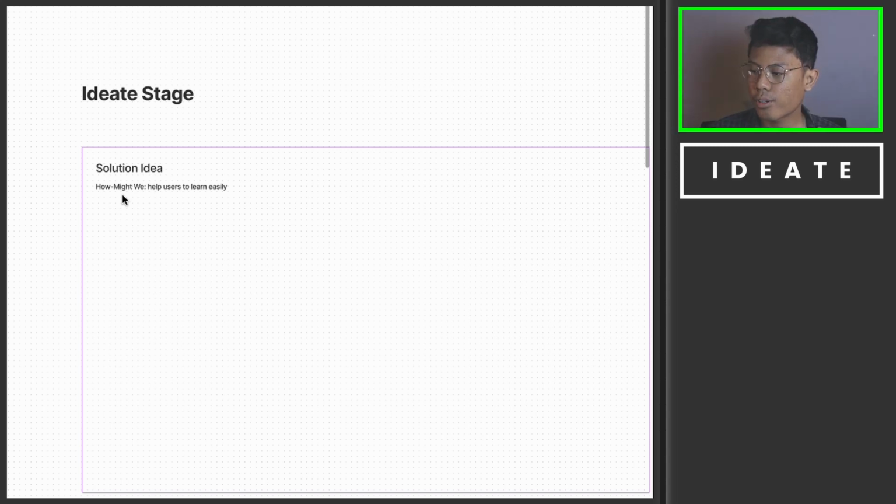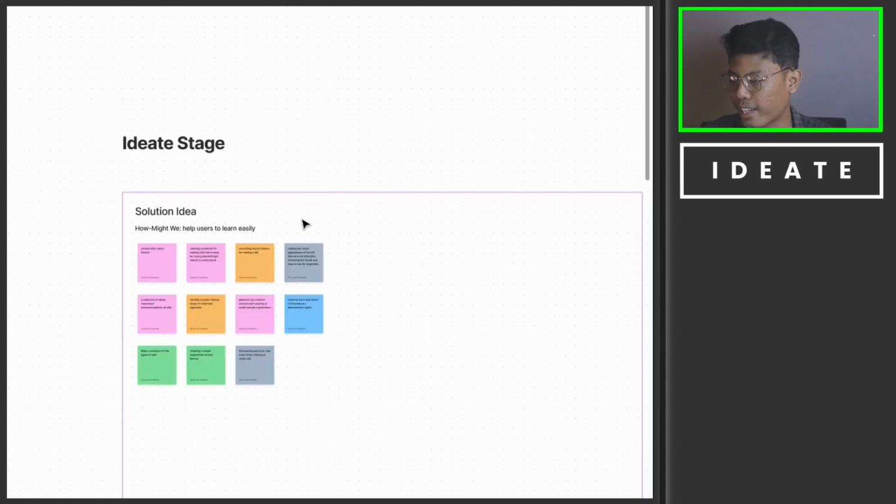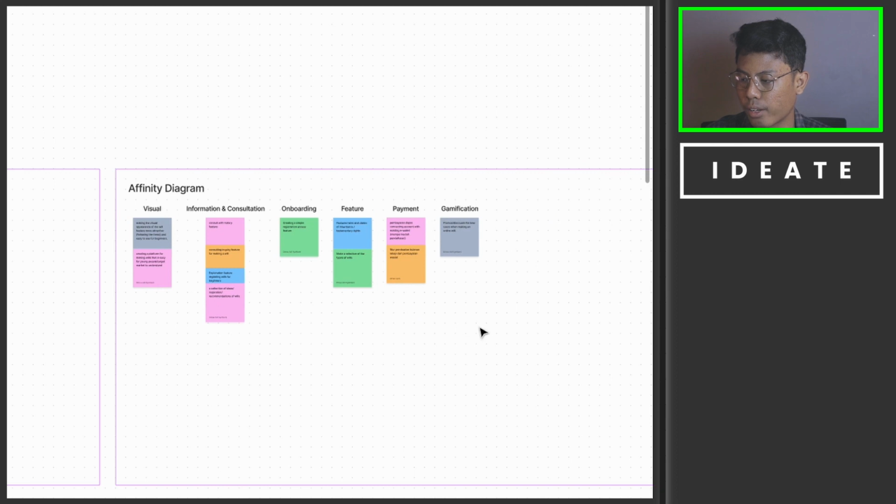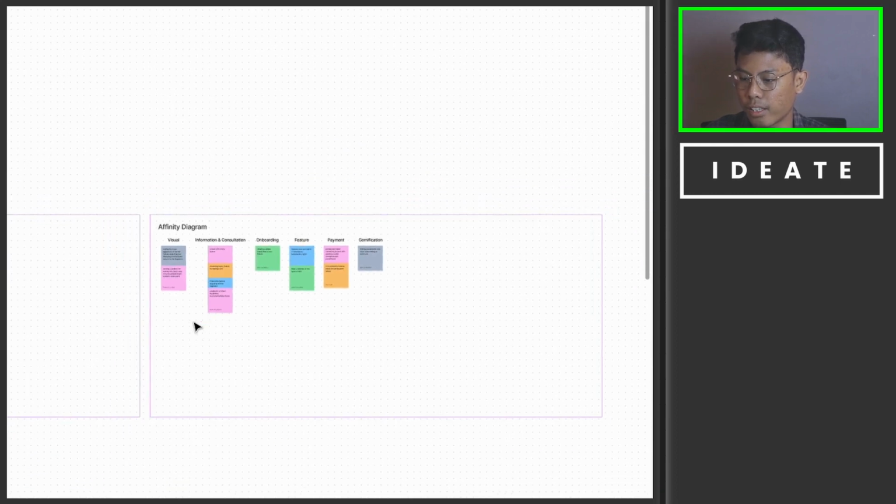So let's continue into point number 3, the ideate stage. At this stage, we have another discussion based on the how might we that we have chosen, to find ideas for solutions to overcome existing problems. We re-evaluate these ideas by categorizing them in an affinity diagram like this. Then, we prioritize them into several groups according to user value and effort metrics in the idea prioritization.